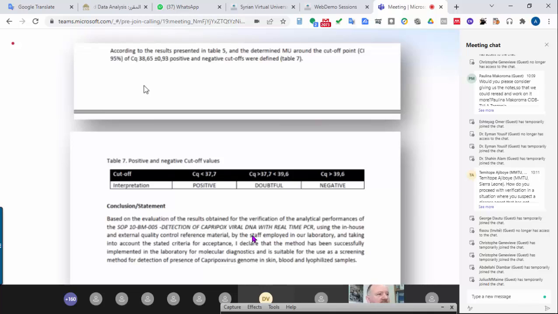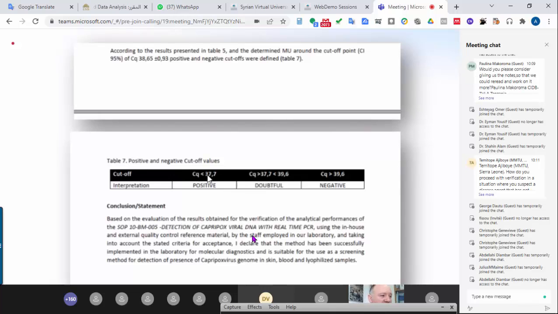And you can define that according to this result and a defined confidence interval. You should state the confidence interval. The doubtful zone would be 38.65 plus or minus 0.93. And then by this we set up the cutoff points for interpretation of the results. According to this, a CQ value below 37.7, which is 38.65 minus 0.93, would be considered a positive result.